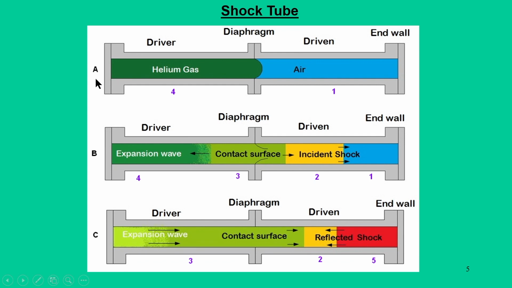One is case A, case B and case C. In the first case, that is the initial conditions, as I mentioned, there are two tubes. One is the driver, and this driver contains a gas, we call this the driver gas. In this case it is helium gas. The driven section tube contains air or any test gas which has to be exposed to the shock waves. These two are separated by a diaphragm. There is an intermediate partition between them.